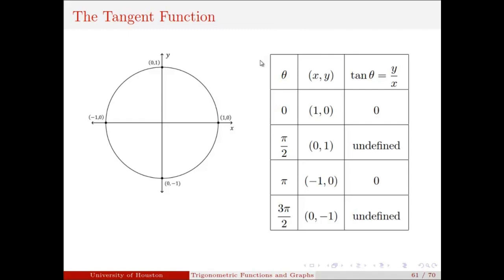The graph of the tangent function requires a more careful analysis. Notice that when theta equals pi over 2, the tangent of theta is 1 divided by 0, which is undefined. Similarly, when theta equals 3 pi over 2, the tangent of theta is minus 1 divided by 0, which is also undefined. These undefined values will correspond to vertical asymptotes in the graph of tangent.